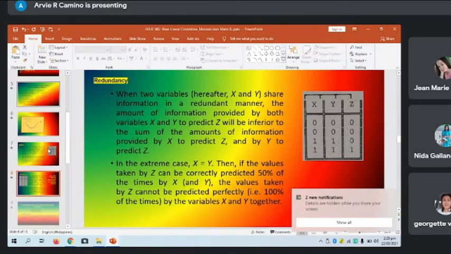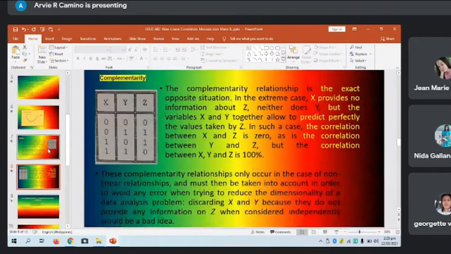The complementary relationship is the exact opposite situation. In the extreme case, x provides no information about z, neither does y. But the variables x and y together allow to predict perfectly the values taken by z. In such a case, the correlation between x and z is zero, as is the correlation between y and z. But the correlation between x and y with z is 100%. This complementarity relationship occurs in the case of nonlinear relationship.